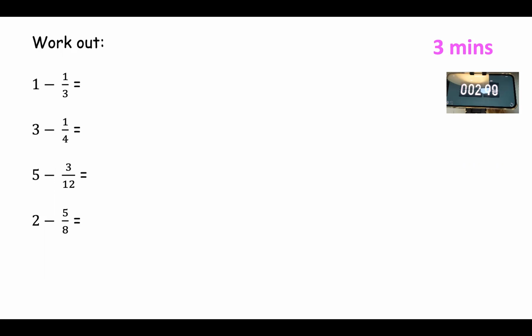Now remember, if you haven't already spotted it, 1 can be written as an equivalent fraction of 3 over 3. 3 can also be written as an equivalent fraction with 4 as the denominator, so the numerator would be 12, and so on.